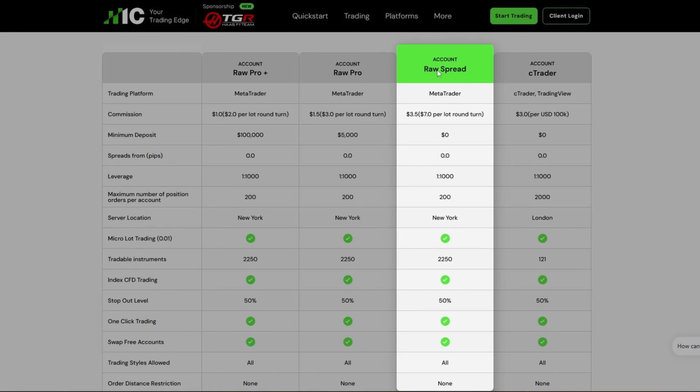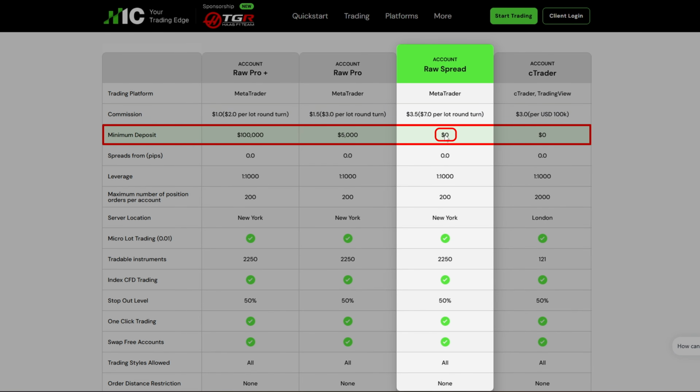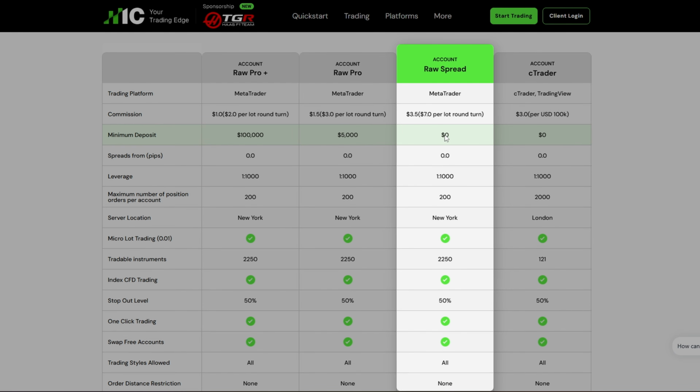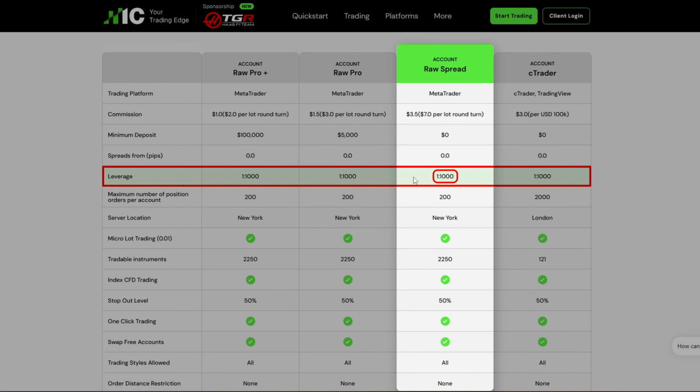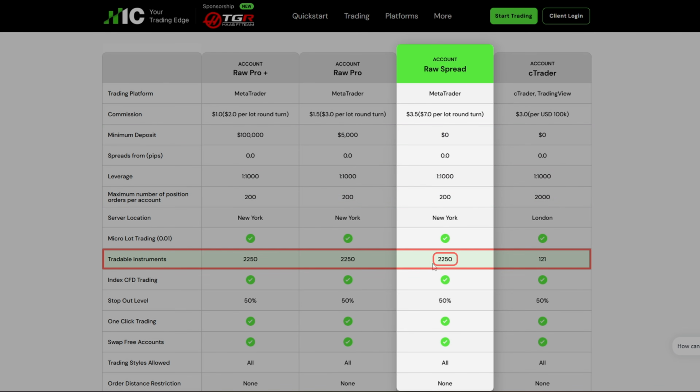I picked the raw spread account in this case, first of all, because raw accounts are perfect for trading robots. They offer fast execution, lower spreads, and here we don't have a minimum deposit, so I was able to experiment with just a $200 deposit. Also, they offer high leverage, up to 1,000, and plenty of tradable instruments. I'm pretty satisfied with this account type.